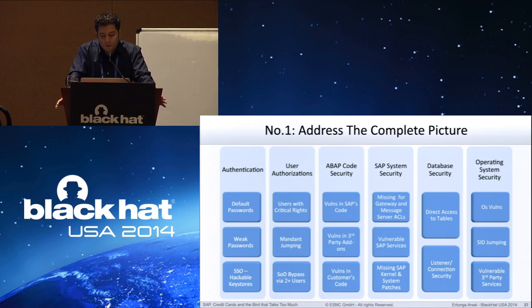So the first thing you should do is addressing the complete picture. And the first place to do it is when you assess these systems, you should assess the complete landscape. I mean, reduce the scope. Don't go for 10 production systems. Go for a single landscape or maybe 2 landscapes. This works much, much better.